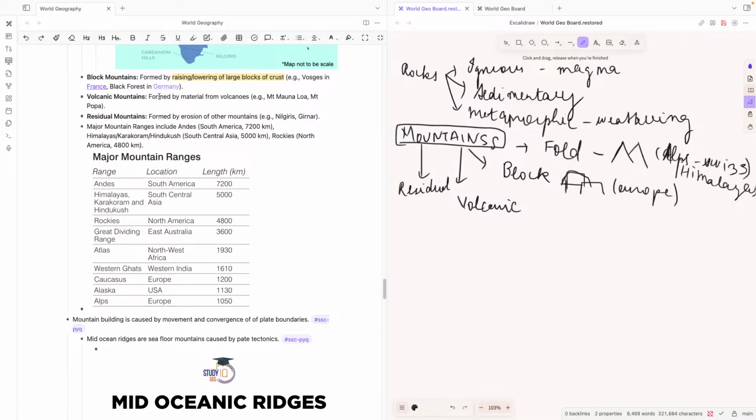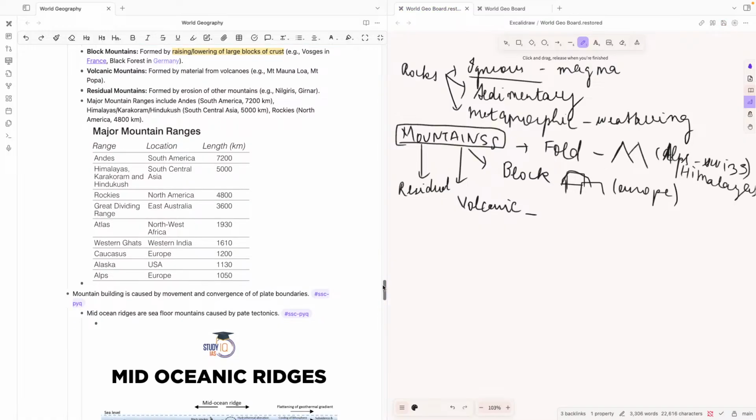And then we have volcanic mountains. Volcanic mountains are formed by the material from volcanoes, which is similar to the igneous rocks. Okay, so volcanoes, Mount Mauna Loa and Mount Popa. Residual mountains are formed by the erosion of other mountains. So there were previously other mountains there, they have been eroded and that is left with the residual mountains.